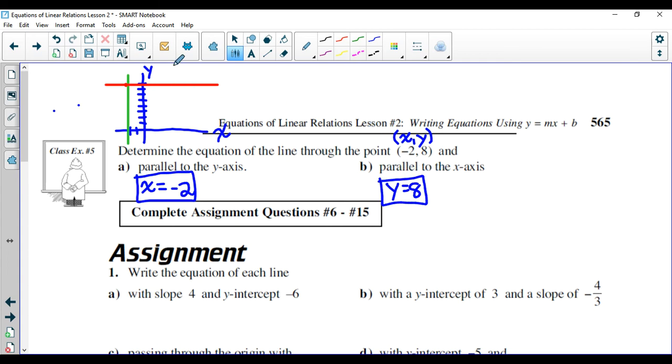Okay, parallel to the x-axis must be a horizontal line, and then all values of y on the horizontal line are y equals 8. So it's one thing to be aware of. Vertical lines have an equation that starts with x equals, and horizontal lines always have an equation that starts with y is equal to.